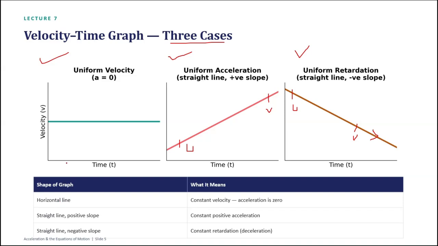So a horizontal line, like in the first case, shows us constant velocity with zero acceleration. A straight line with a positive slope, as in the second case, shows us constant positive acceleration. And a straight line with a negative slope, as in this case, shows us constant retardation or deceleration.